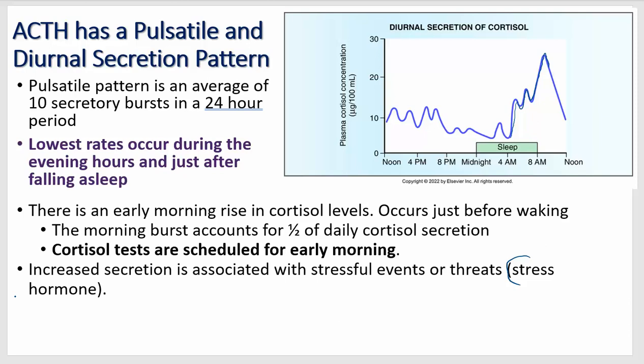Okay, so the early morning rise in cortisol levels occurs just before waking. The morning burst actually accounts for half of the whole daily cortisol secretion. So cortisol tests are scheduled for early morning for this reason, and that's why it's so important to know this: during this time we start to see the increases in cortisol. So if somebody isn't making cortisol, or if they're making too much, it's going to be really highlighted here. Okay. All right.